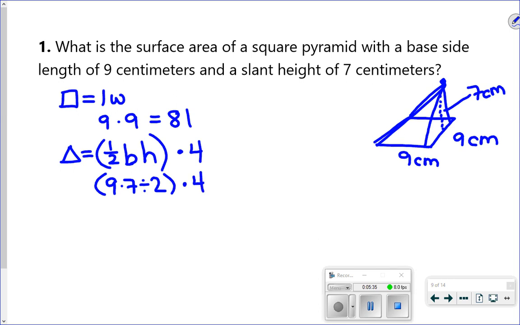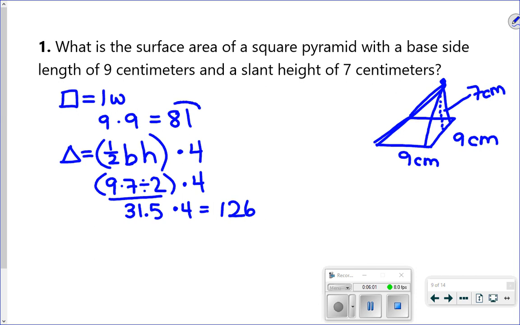Okay, so 9 times 7, that's 63. And then I need to take that and divide it by 2. So that's going to give me 31.5 as my area for my one triangle. And then I'm going to take that and times it by 4. So when I take 31.5 and times it by 4, I get 126.